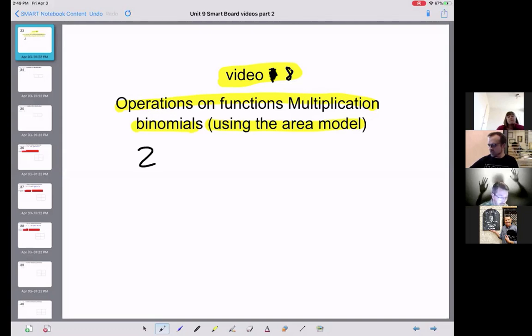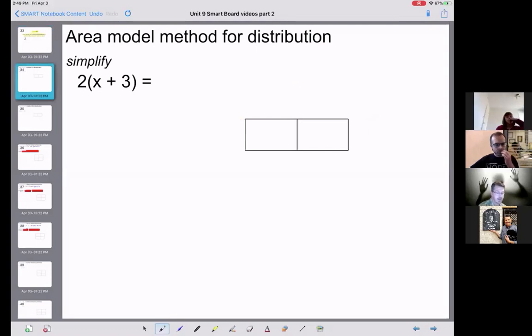So a really quick review. Mr. Nelson covered this last time, but I want to start off with reminding you about what the area model is. So here's a simple distribution problem. In the past, you may have done this by just distributing the two using the arrow language, and you would multiply each number in there by 2. And then simplify that, 2x plus 6, right?